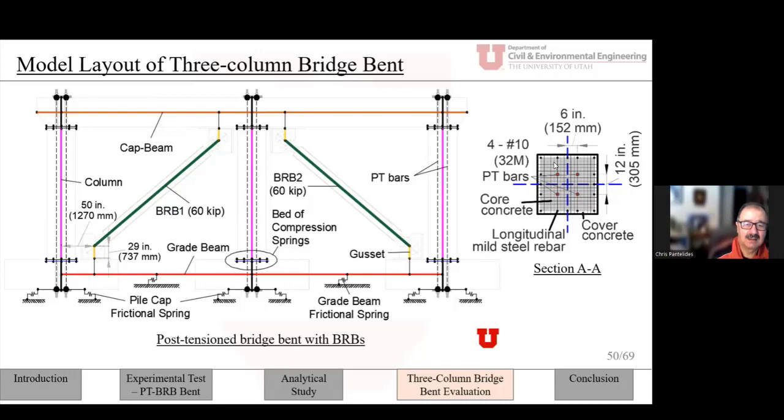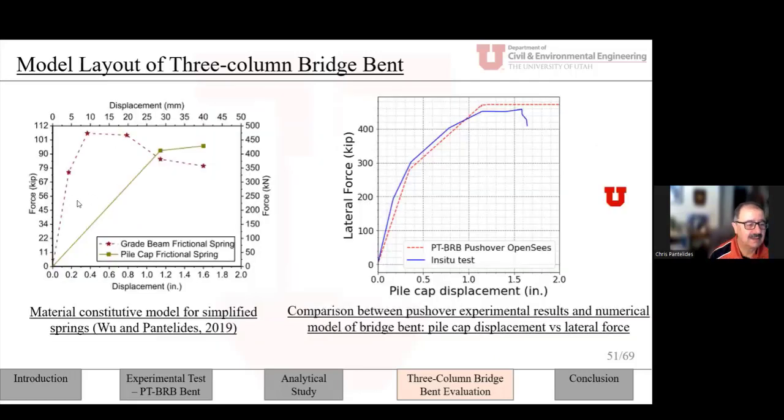Here you can see the model that was developed by another student, Andrew Wu. This is to model the cap beam and the pile cap frictional spring, and the agreement with the model is pretty good. And we had to make some evaluation. Site class D was assumed. We studied both far field and near field, or pulse type, ground motions, and based our evaluation on the hazard model with 4 damage states: slight damage, moderate, extensive, and collapse, based on the drift ratio.